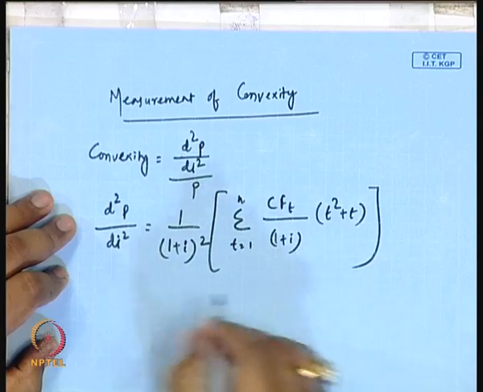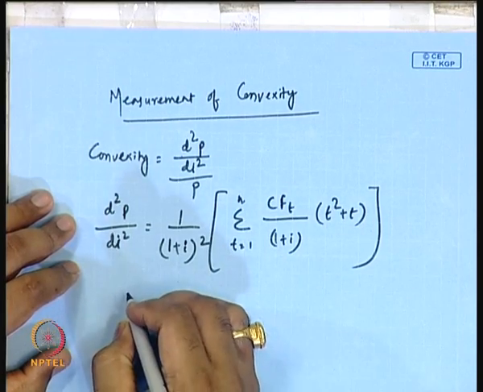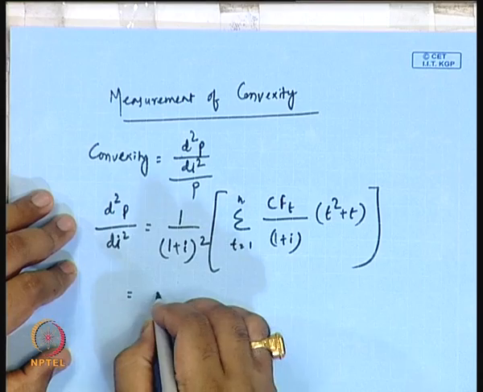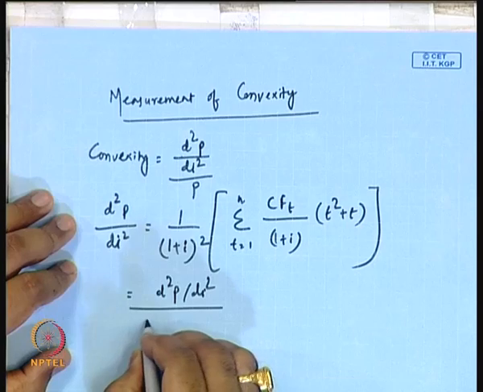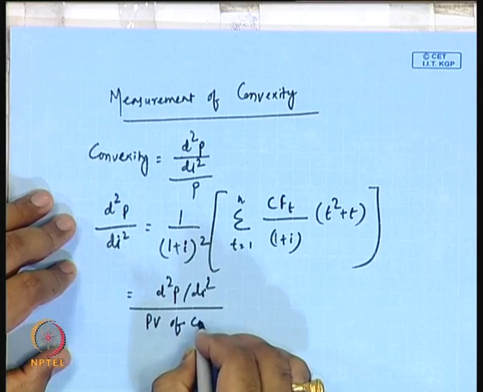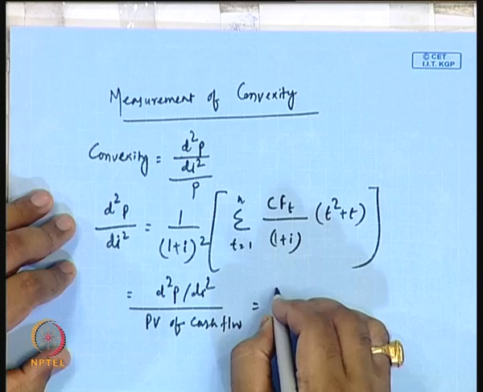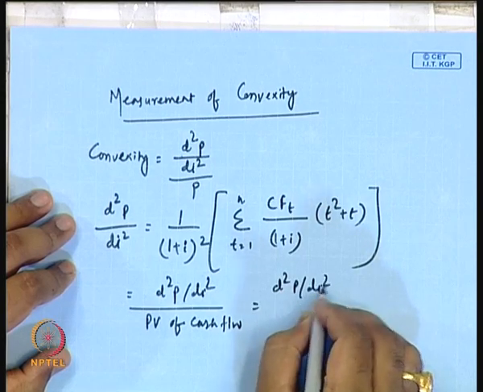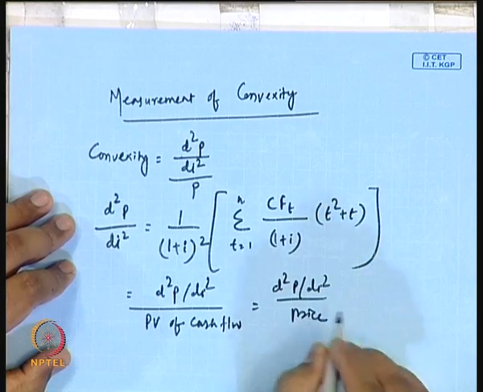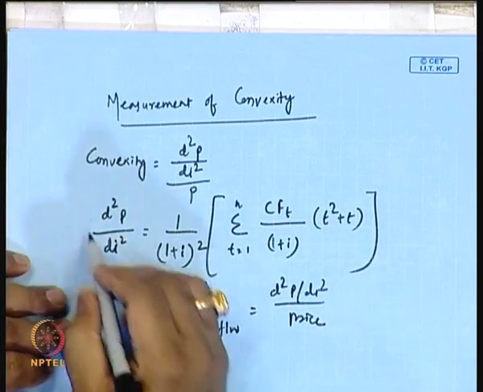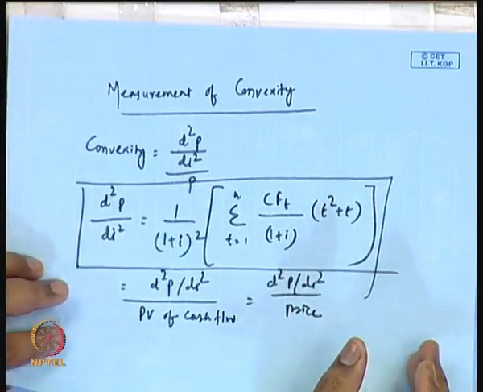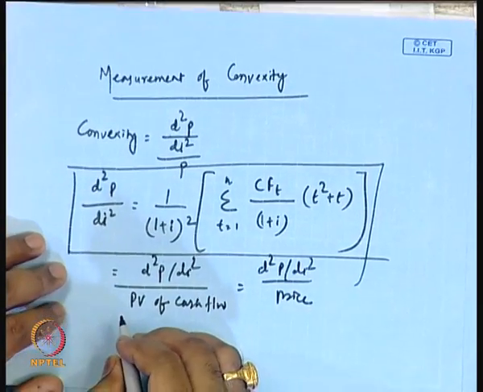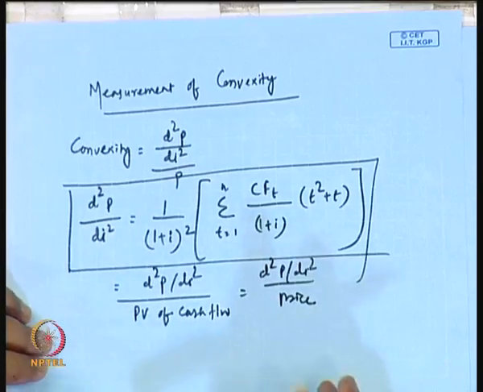If you want to measure it, the convexity is d square P by dI square divided by the present value of the cash flow, which is nothing but d square P by dI square by the price. We already know that d square P by dI square is equal to this. Then what is the convexity? This is the way it can be measured.